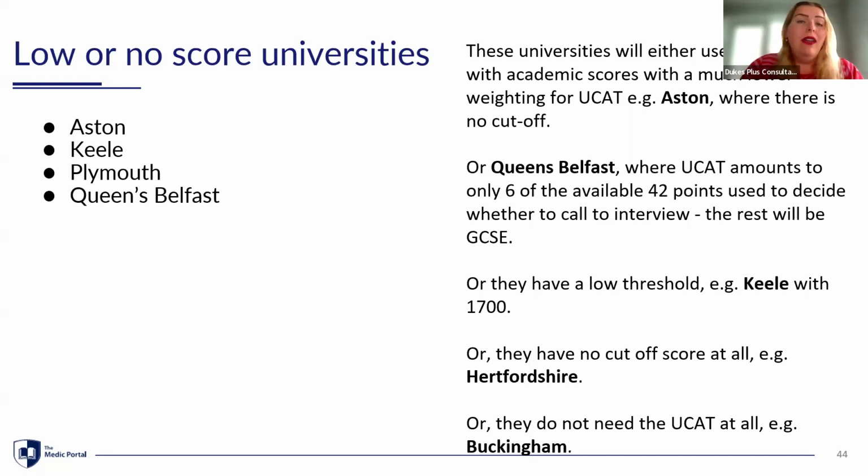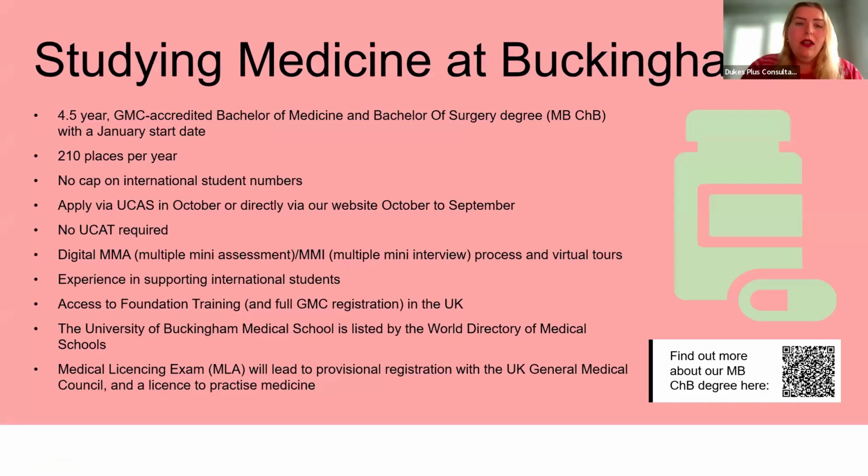It could be that they have quite a low threshold, like Keele, or that they have no cutoff score at all, like Hertfordshire, or that they don't need the UCAT at all for applications to that university, such as Buckingham.